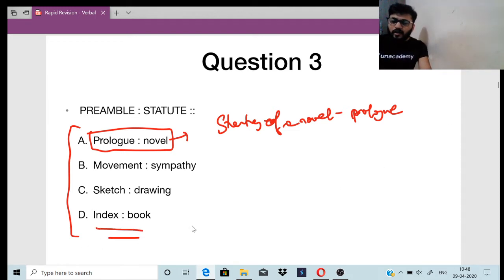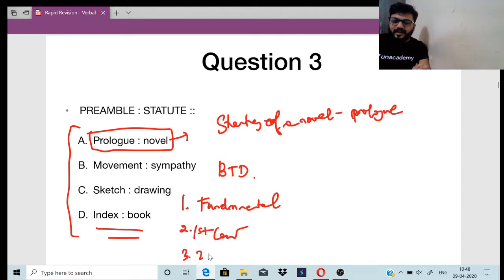Index or book mein, what does index mean? So I have a book. Okay, my book is BTD, okay, basic thermodynamics. What is my index? My first chapter will be fundamental laws. Okay, my second chapter will be first law of thermodynamics, right? My third chapter will be second law of thermodynamics. So this is called as index. Okay, it is just the introductory headlines. It is the headlines of the book. The headlines of the book are called as index.